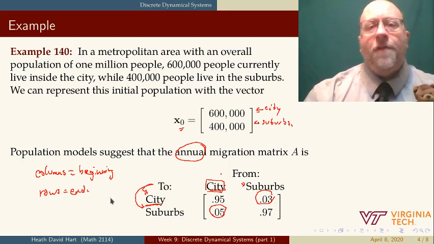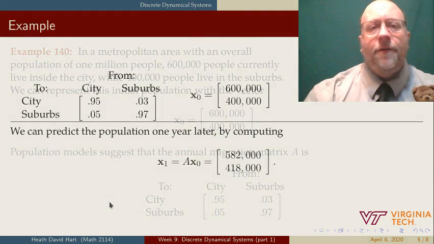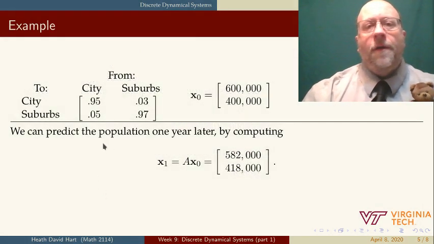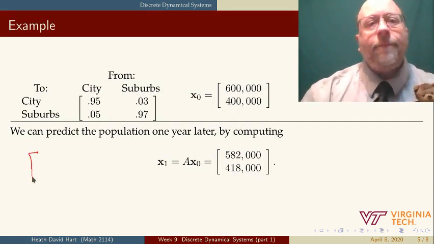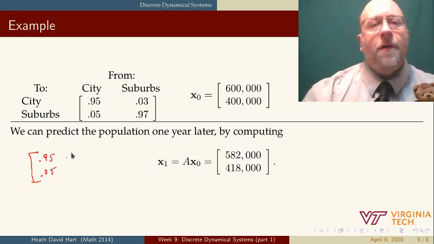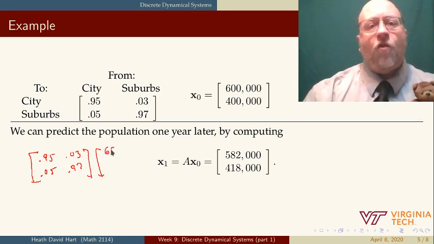So if we want to figure out what the population is predicted to be 1 year later, this model says I can take this transition matrix, 0.95, 0.05, 0.03, 0.97, and multiply it by the starting population.